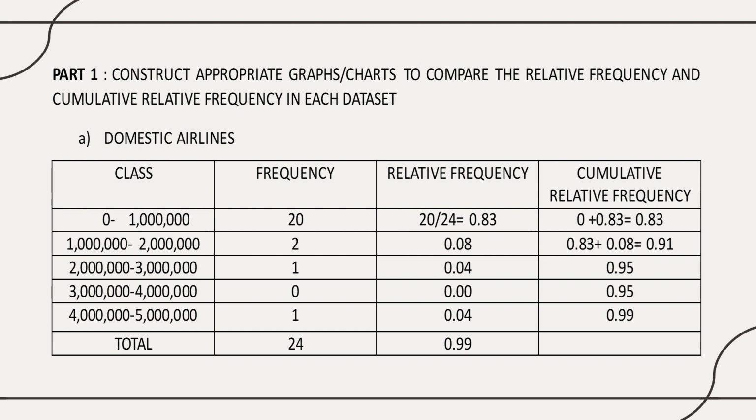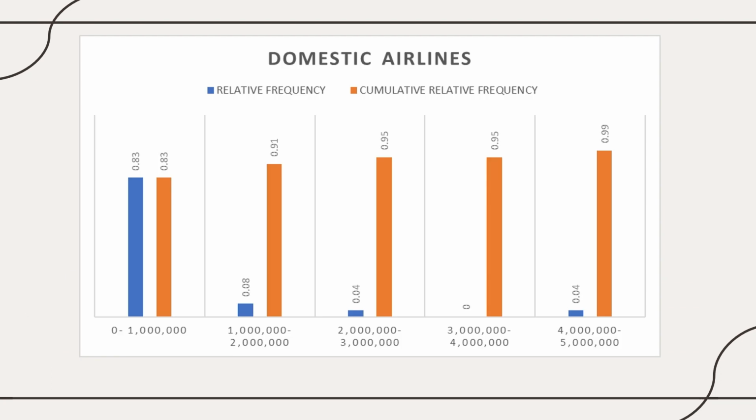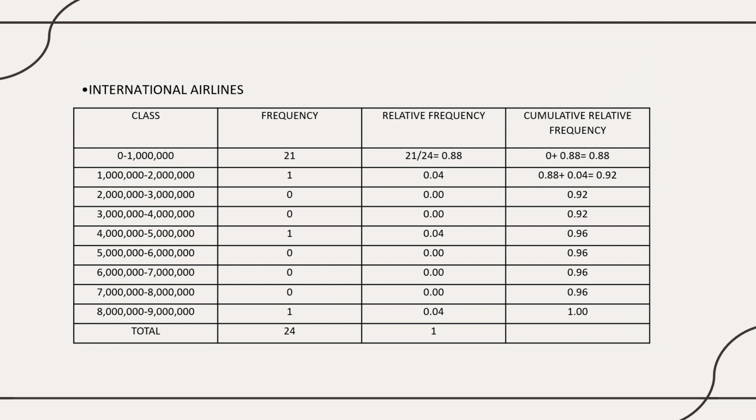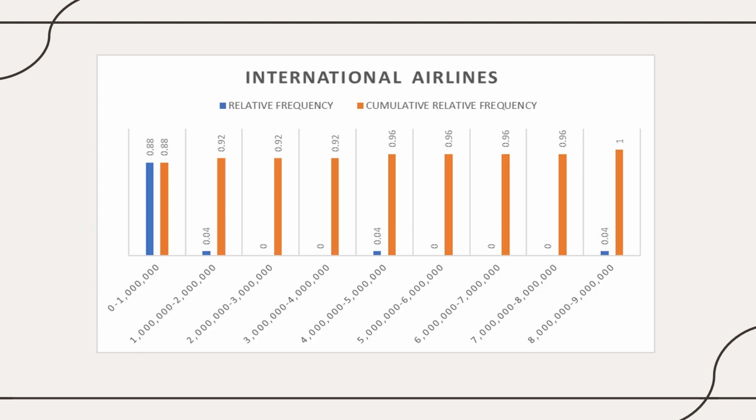From the data we get, now we can construct a graph or chart. This is the graph that has been constructed. From this graph, we can compare the relative frequency and cumulative relative frequency in each dataset. And the same goes for the international airlines. This is the answer I got for international airlines, and this is the graph that has been constructed for international airlines.